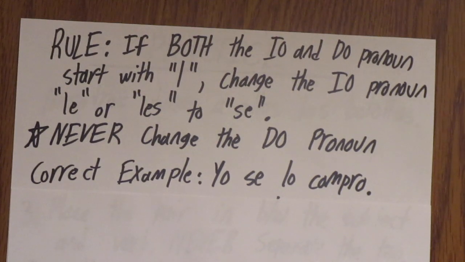If you ever have both the indirect object and direct object starting with an L right next to each other, you need to change the indirect object pronoun le or les to se. You will never change the direct object pronoun, only the indirect object pronoun. So in the phrase le lo, you must change the indirect object pronoun to se, making the phrase se lo.